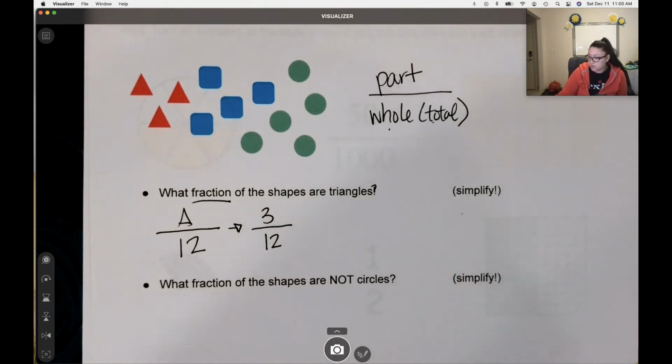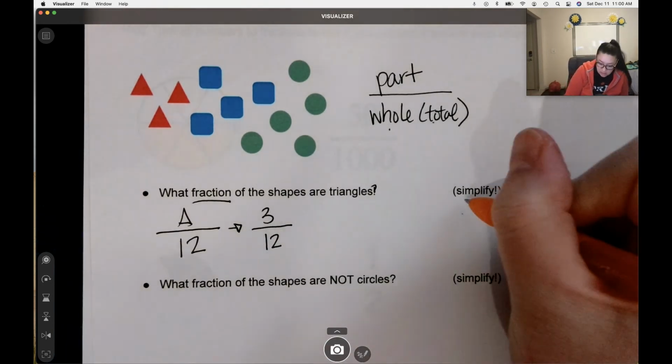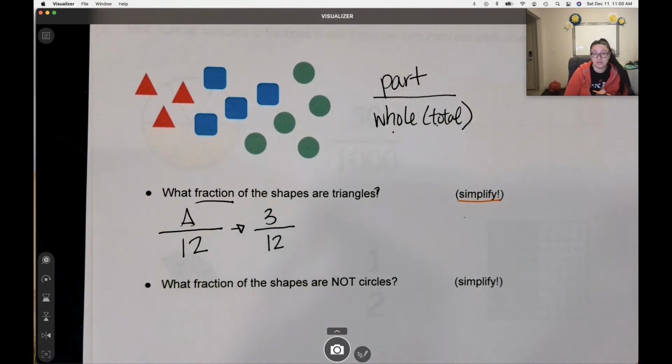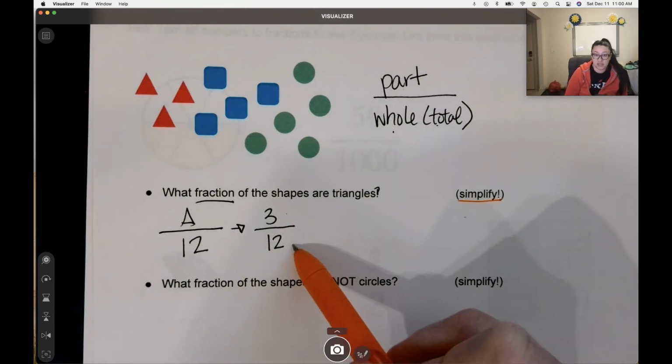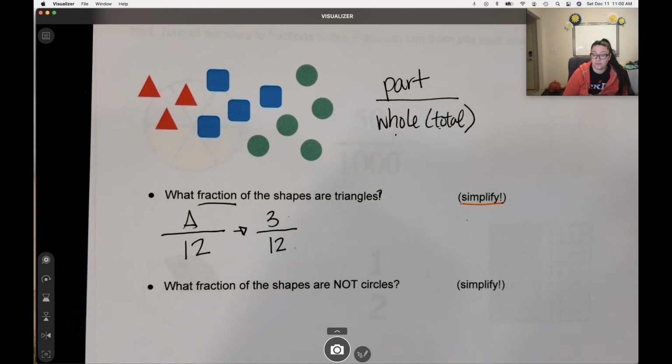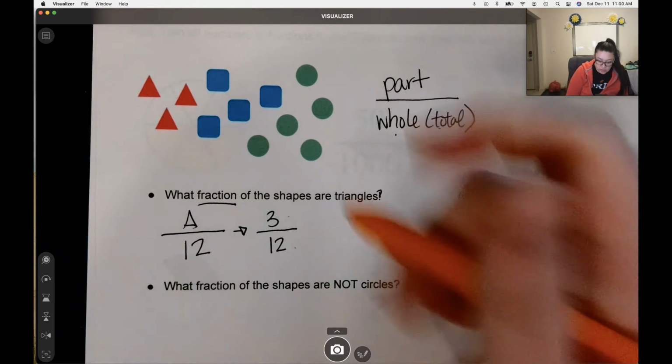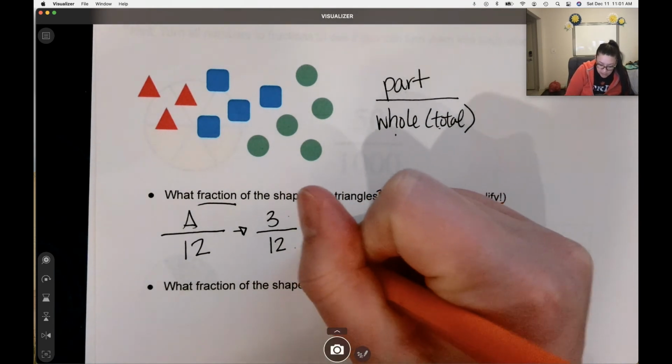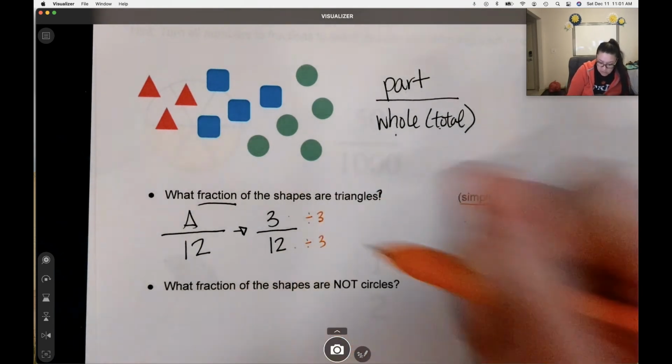I have this reminder over here that we need to simplify if we can. So we need to think, is there a number that divides into 3 and 12 evenly? I can divide 3 and 12 by 3.